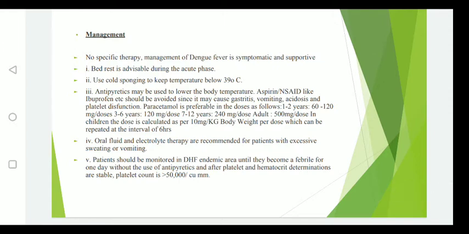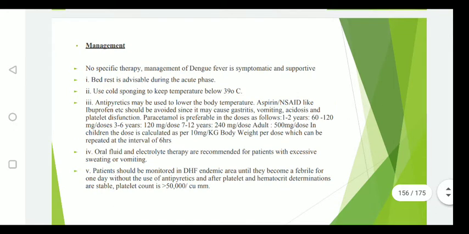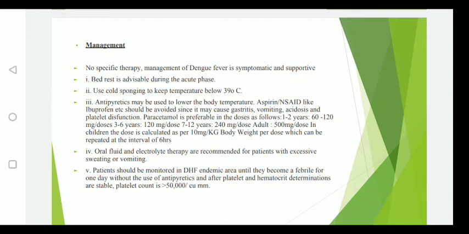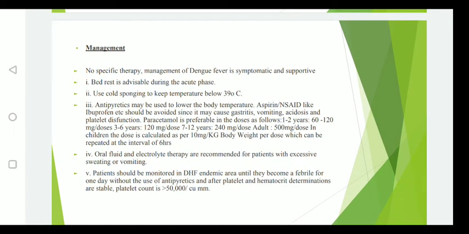Then the fifth one is that the patient should be monitored in the hospital in an endemic area until they become afebrile for 1 day without the use of antipyretics, and platelet and hematocrit determinations are stable, that is, the platelet count is greater than 50,000 per cubic mm. So we will do the tests in between.